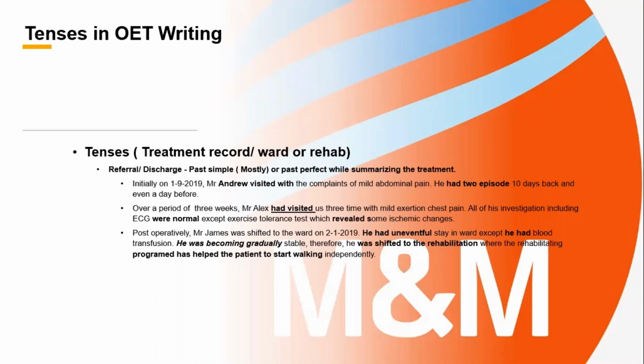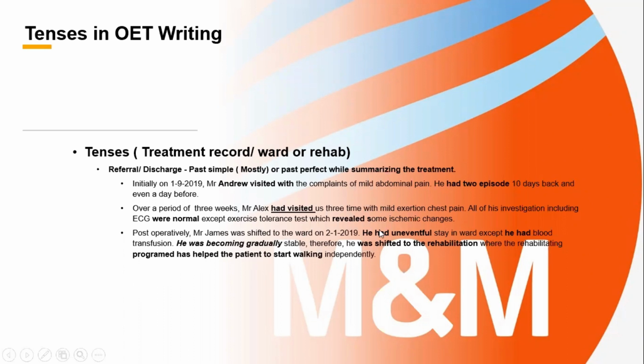So we can write it down in the past tense because those were 3 visits, a repetition of event, but in the past time. So we have used the past perfect tense. And all of his investigations, including ECG, were normal, except the exercise tolerance test, which revealed some ischemic changes. So you can see how we can use a variety of sentences in the same paragraph.